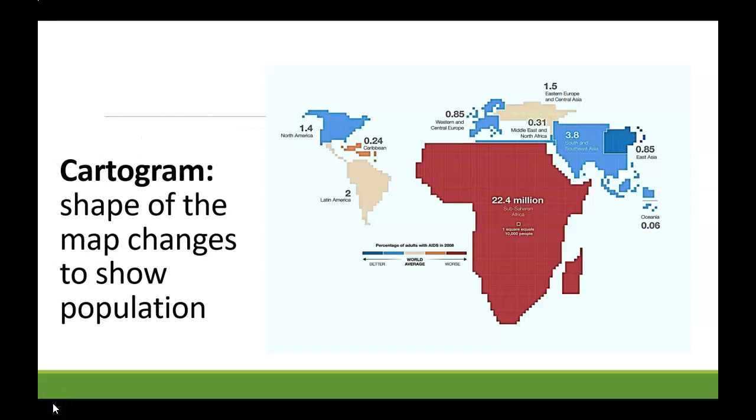A cartogram is a map that shows the shape of the map changes to show population. So when you look at this map, the population will be demonstrated by larger land masses, even though those land masses don't correspond to reality, but they do give us a sense of the population size in those particular regions of the world.